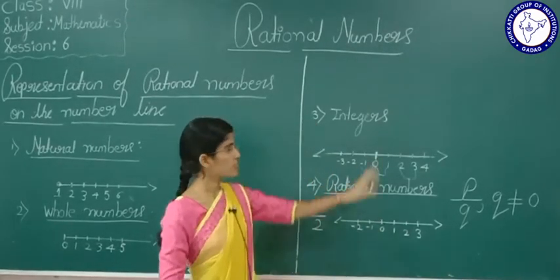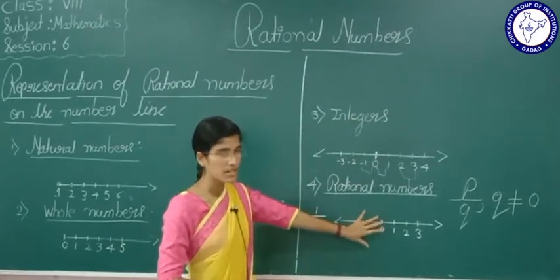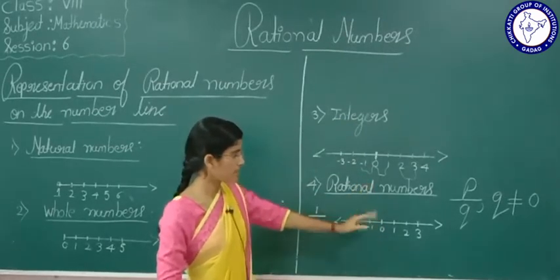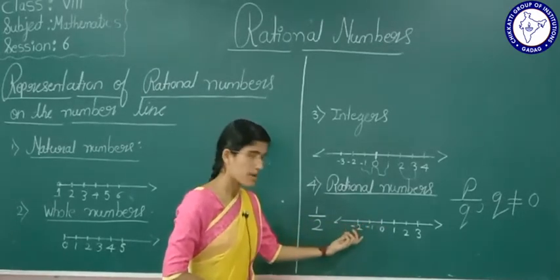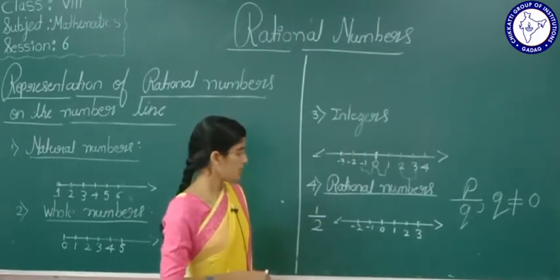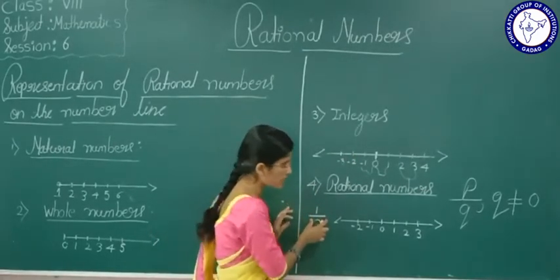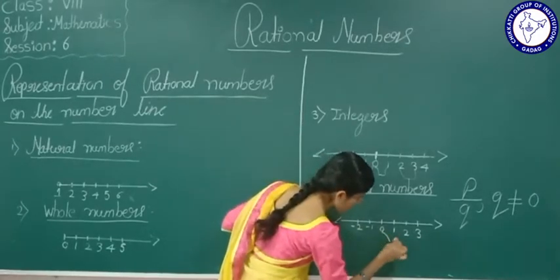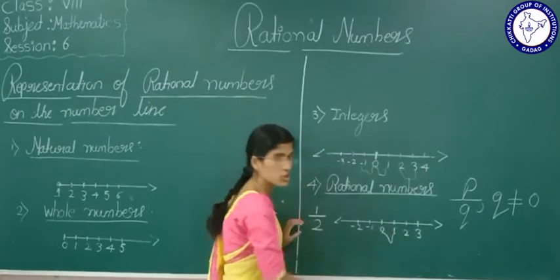How did we used to represent integers here? The same thing applies here. But in rational numbers we can find numbers between 0 and 1, -1 and 0, -2 and -1, but we can't find them in integers. Now see here, where do we represent this 1 by 2? Definitely you know that 1 by 2 will lie between 0 and 1. Where is the exact position?